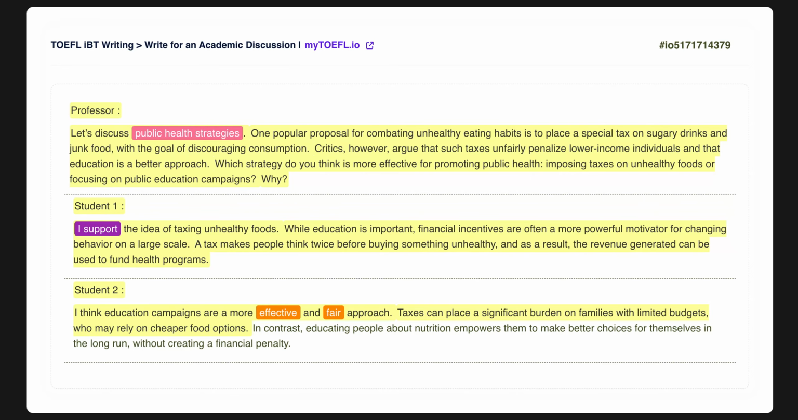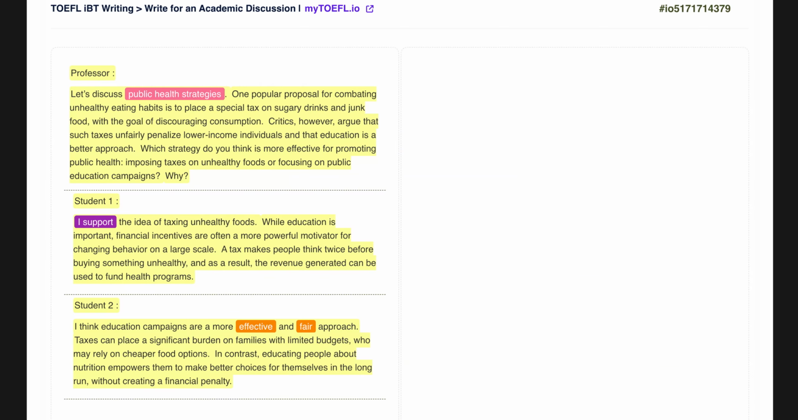In contrast, educating people about nutrition empowers them to make better choices for themselves in the long run, without creating a financial penalty. The phrase, "in contrast," is a great transition. The student argues that education empowers people for the long run, avoiding what they call a financial penalty. Now, let's write our own response.